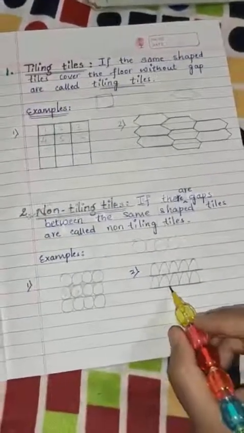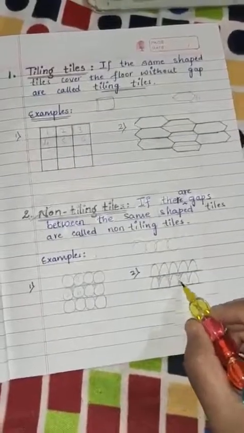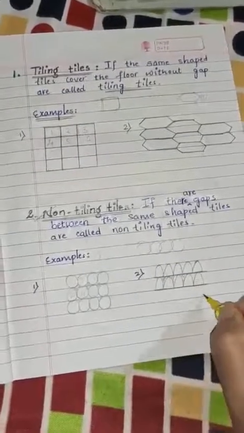Understood? Here is also a gap. Can you see this shape? Here we find the gap, right? So these are called non-tiling tiles.